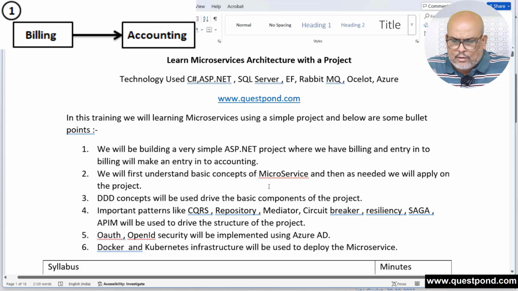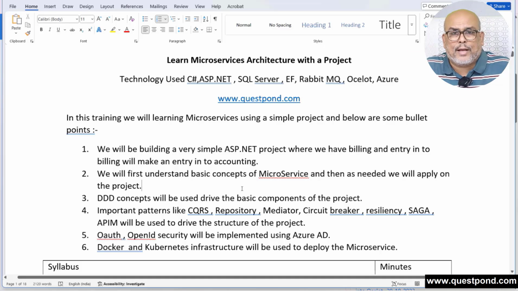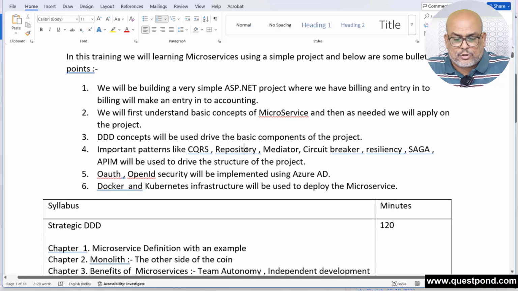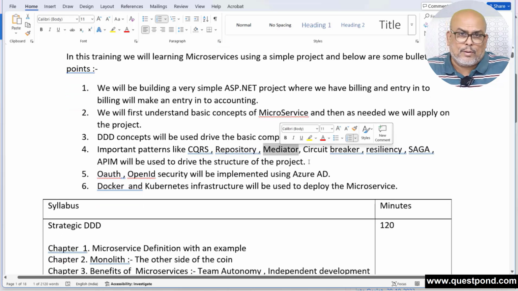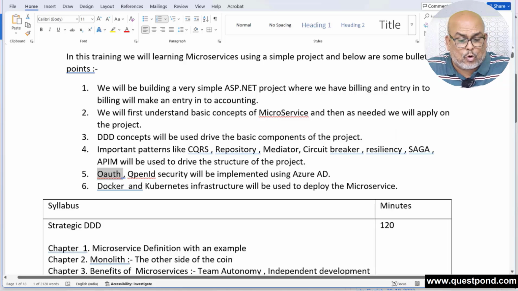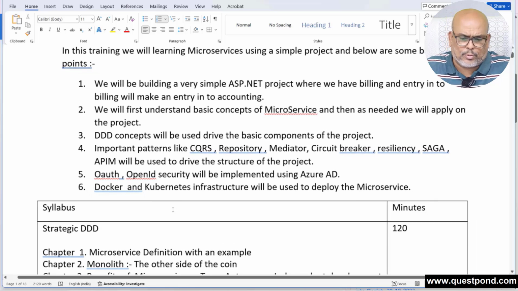Whenever we are doing this project, we'll go through all that strategic planning of DDD. We'll go through the DDD concepts, look at the repository, implement mediator, and implement circuit breaker. We will do single sign-on by using OAuth and OpenID, and so on. Also we'll look into deployment into Docker and Kubernetes.